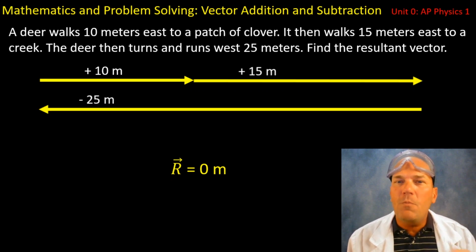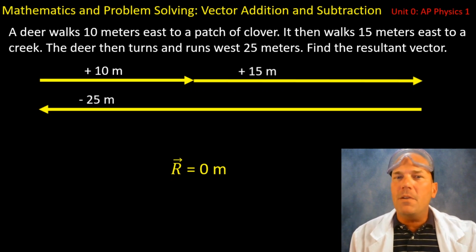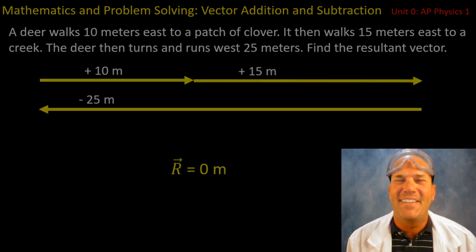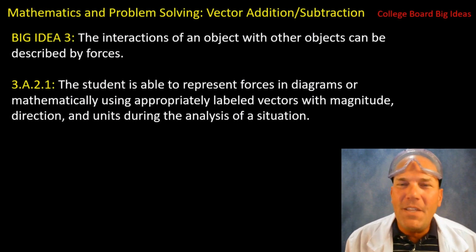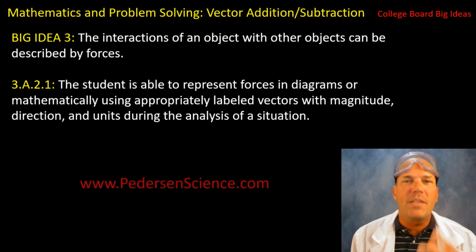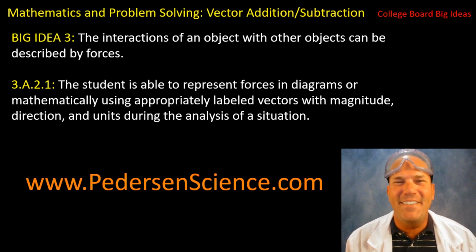Now, I wonder what would have happened if the deer would have turned and sprinted 15 meters at 20 degrees north of east. In this video, we continue to lay the foundation to get you ready to add vectors in AP Physics 1. And I'll see you guys in class.